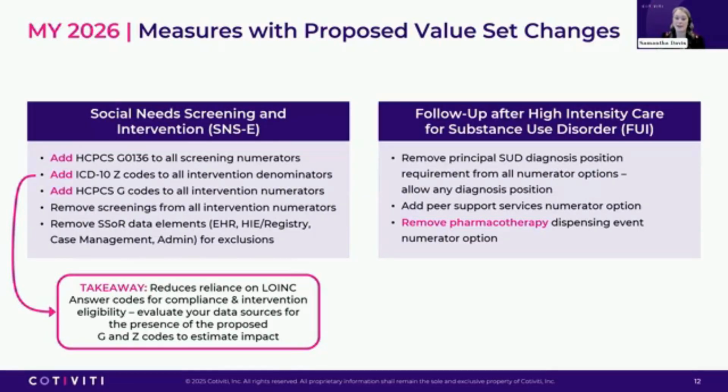Within the draft SNSE specs, NCQA also notes they're removing the source system of record breakout for the exclusion data elements. However, they still show the numerator data elements broken out by SSORs. This change, while not specifically requested for comment, appears inconsistent with other ECDS measures included in the public comment, so we plan to address that in our feedback.